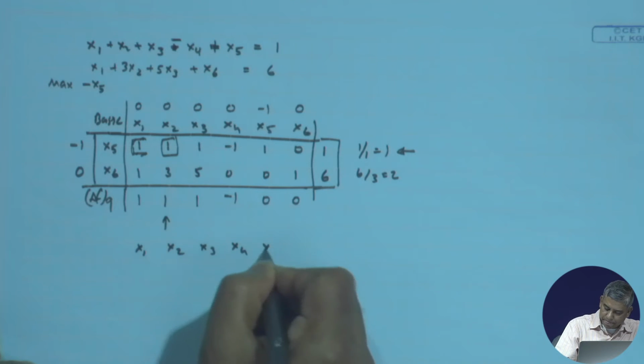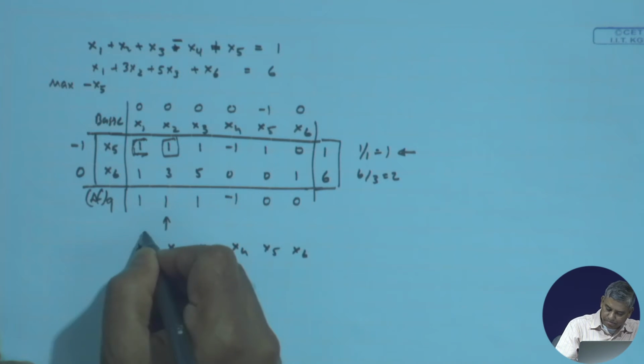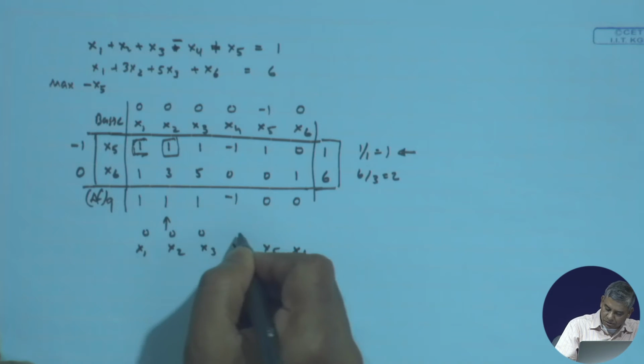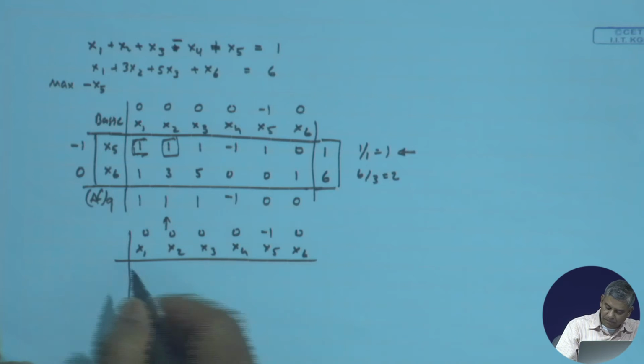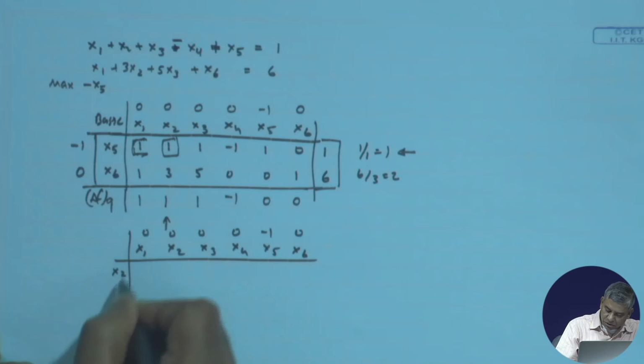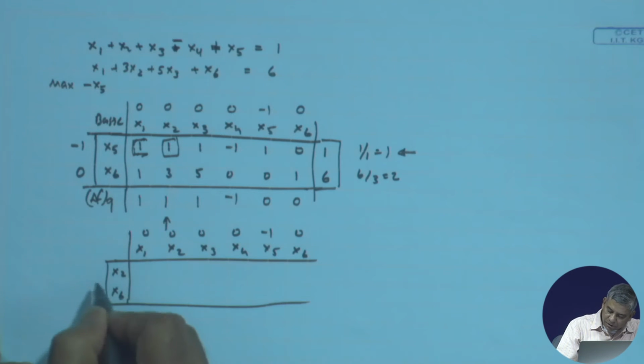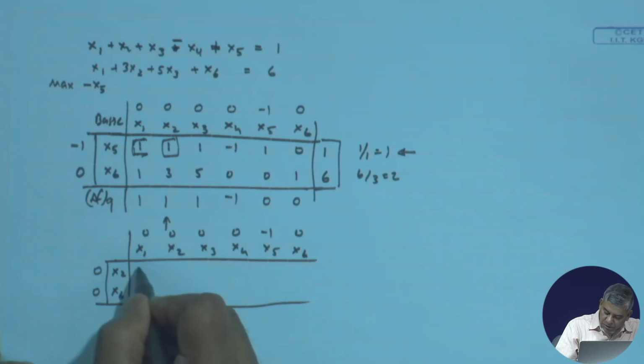Price of x5. 0, 0, 0, 0, minus 1, 0. So this one I convert it to x2. This one still remains as x6. And then here I've got 0, 0. Okay. Now this one is 1.